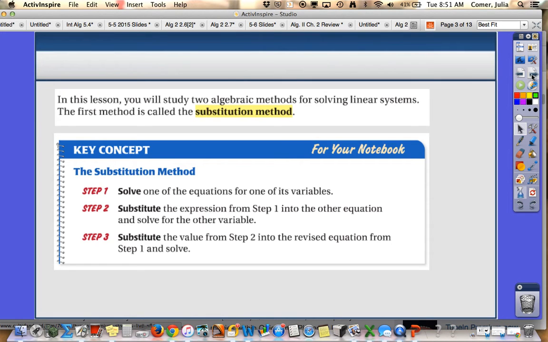So just to give you an overview, what are we doing? We are solving one of the equations for one of its variables. Then we're going to substitute whatever we got for that variable. So x equals, let's say, 2y plus 5. We substitute that in step 2 into the revised equation from step 1 and we solve it. So let's go through some examples.